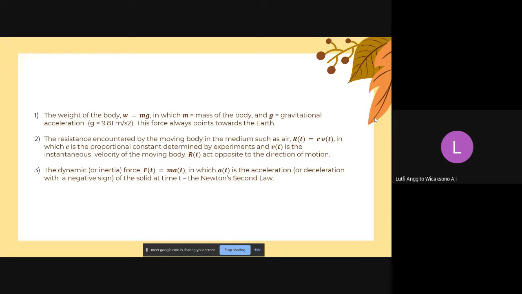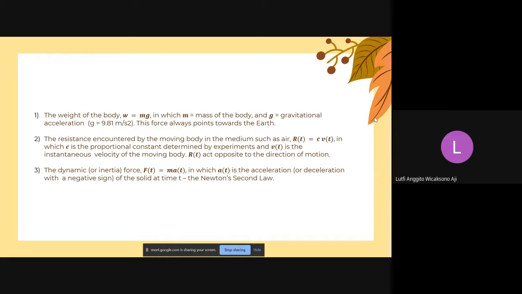So the weight of the body is W equals m times g, in which m is the mass of the body and g is gravitational acceleration, that is g equals 9.81 meters per second squared. So this force always points to the center of the earth.